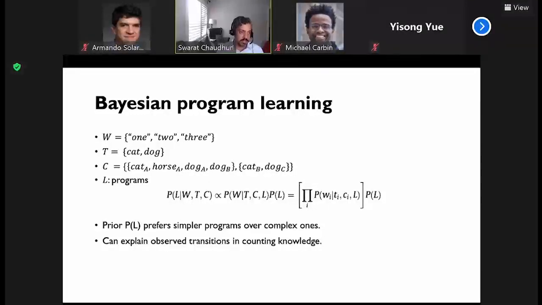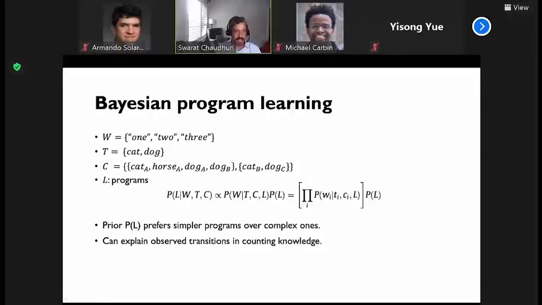programs, P of L given W, T, C. That is, the set of counting words is given, the list of counting words is given, the set of categories is given, the set of contexts is given. And now you are trying to infer this distribution, P of L given W, T, C. And you can imagine using Bayes' rule to basically invert this distribution, and then you get something like this equation over here.